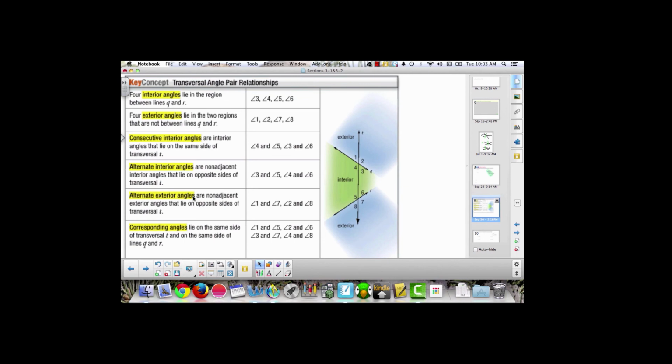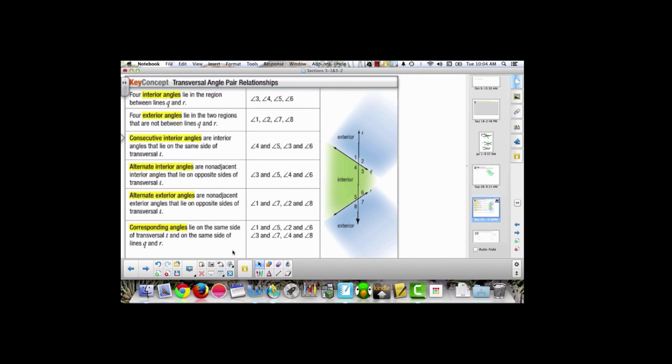Alternate exterior angles are also what their name says. They lie in the exterior of lines Q and R and are on alternate sides of transversal T. Angles 1 and 7 are a pair of alternate exterior angles because they lie in the exterior of lines Q and R, and angle 1 is on the left side of transversal T, and angle 7 is on the right side of transversal T. Angles 2 and 8 are also a pair of alternate exterior angles.